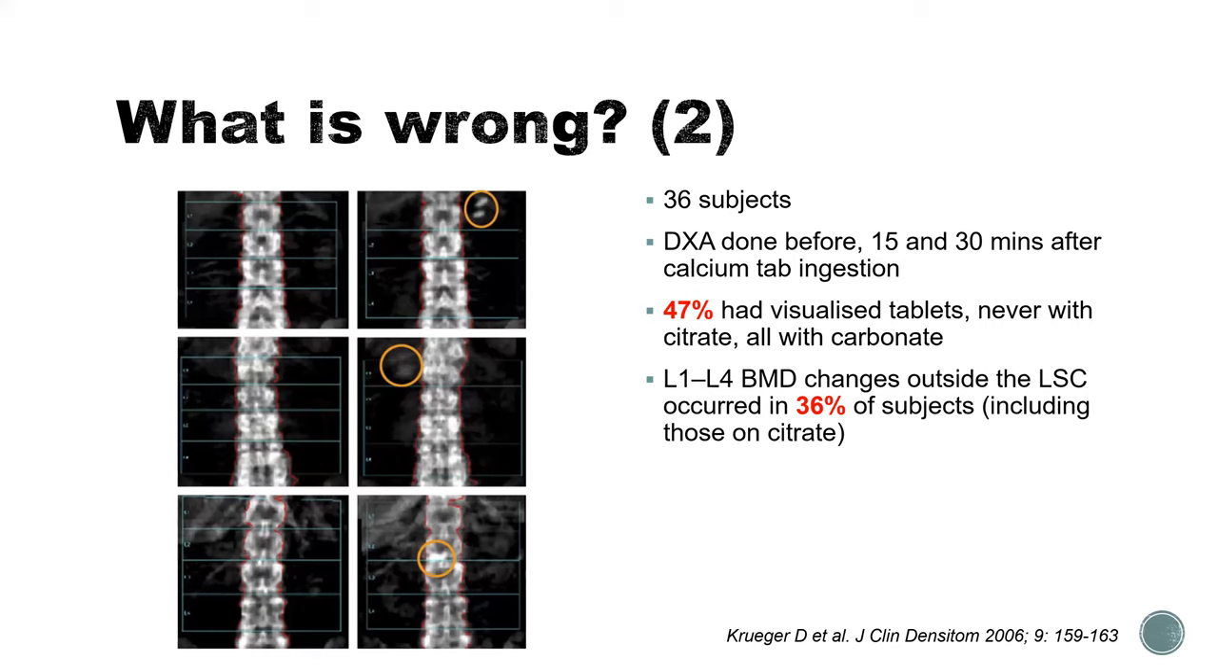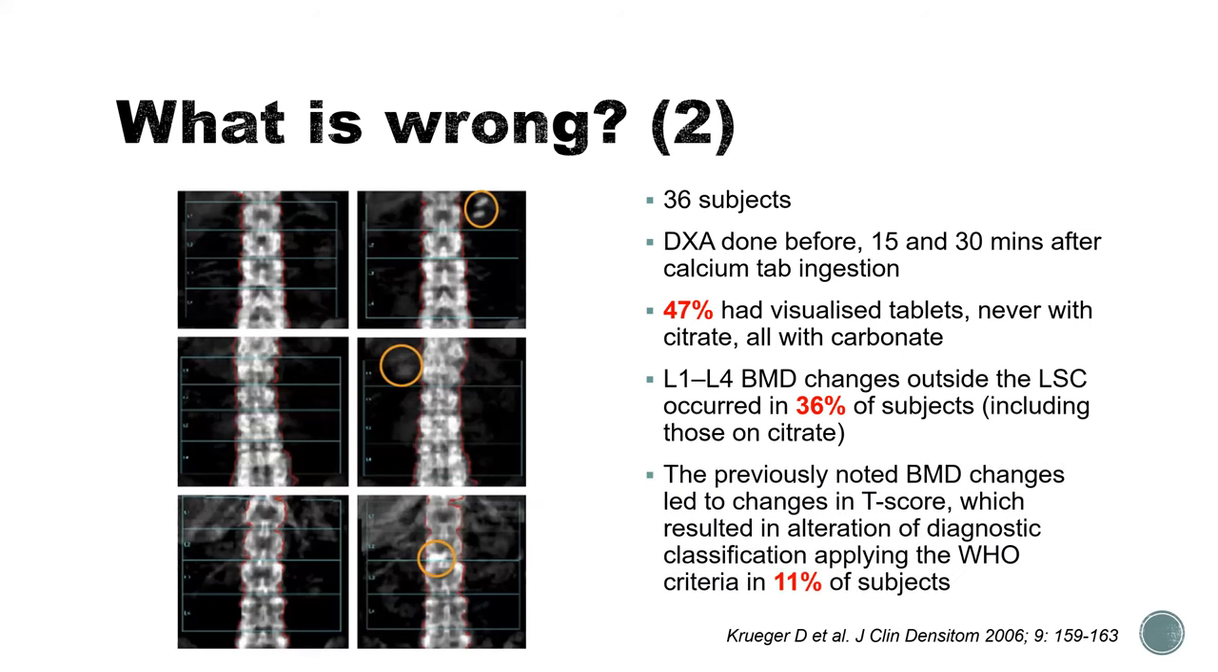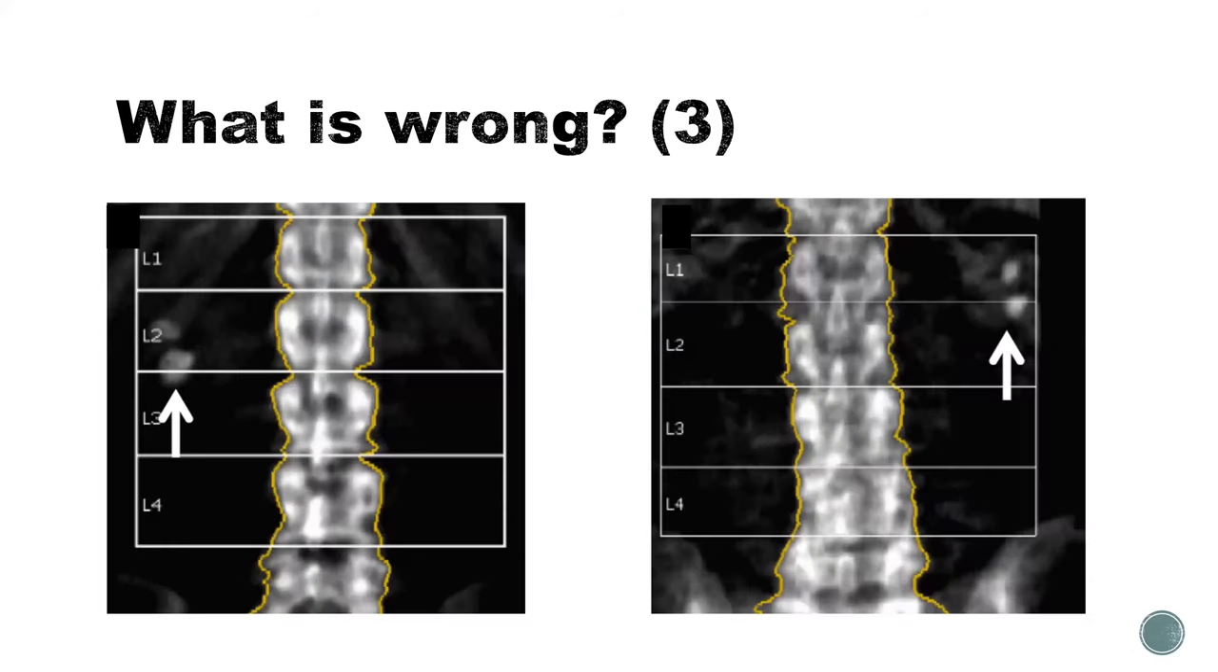So even though calcium citrate doesn't show up, when you look at this and say, oh, there's something wrong here, you're going to get them to do another scan. But if they took calcium citrate, you won't see it, but it can still affect the bone density. So this is why most of the time we tell people not to take their calcium supplements for at least 3 days before the bone density. This is our personal practice. At least on the day of the scan, they should not have taken their calcium supplement.